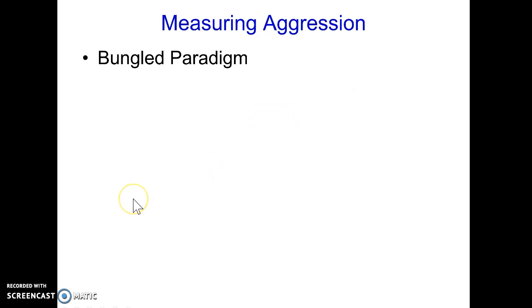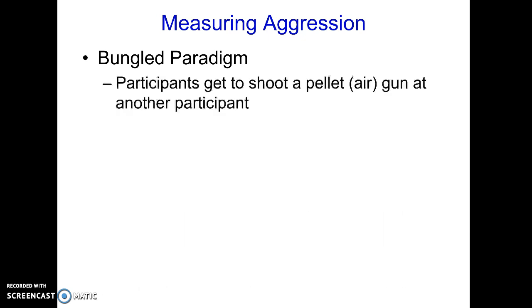And so the next paradigm is the bungled paradigm. And this gets a little closer to what we want, but still not quite there. So the name of the paradigm is the bungled paradigm. And once again, it's trying to assess violence at a different angle. And so what's happening here is participants are told that they get to shoot a pellet gun, so it's like an air gun, at another participant.